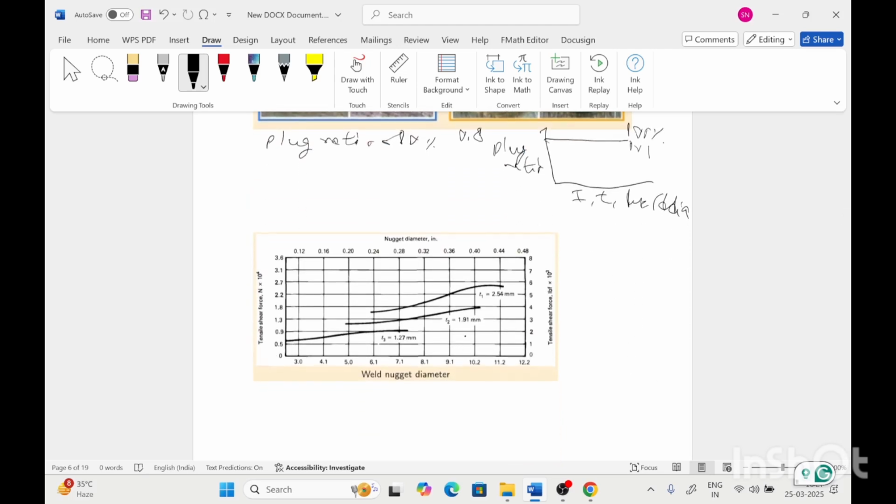In this diagram, which is drawn between the tensile shear force versus weld nugget diameter, this is the thickness of the base plate. For a higher thickness, the tensile shear force applied to break the weld joint is higher. Means a much thicker weld section needs a higher tensile shear force to break the weld joint apart.